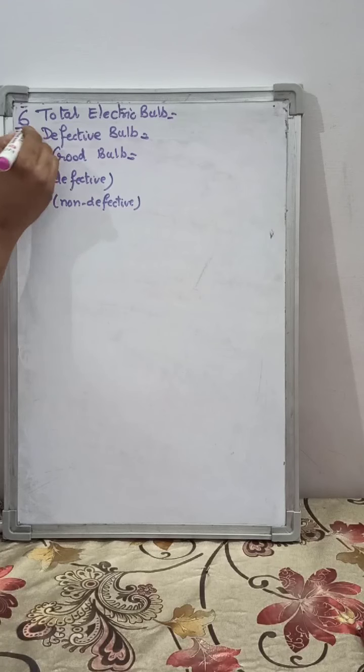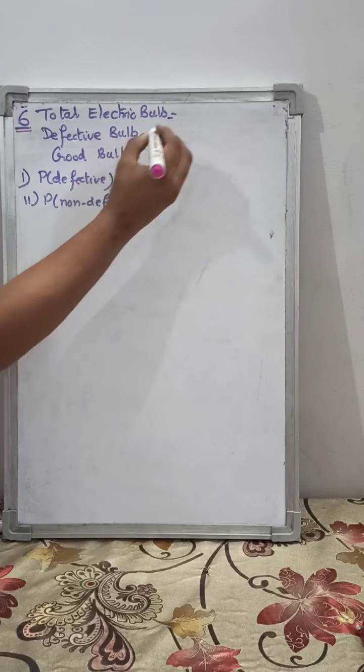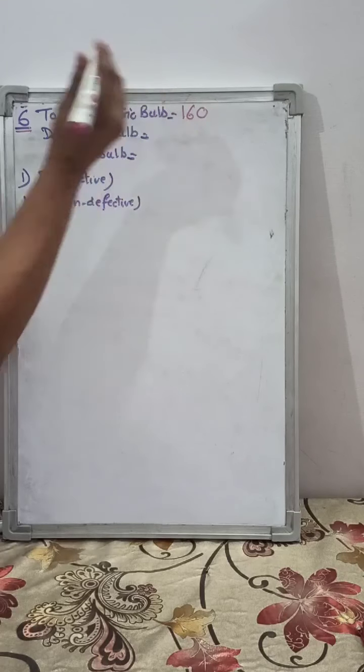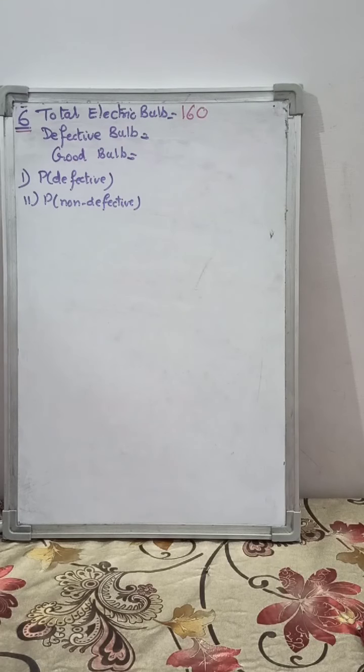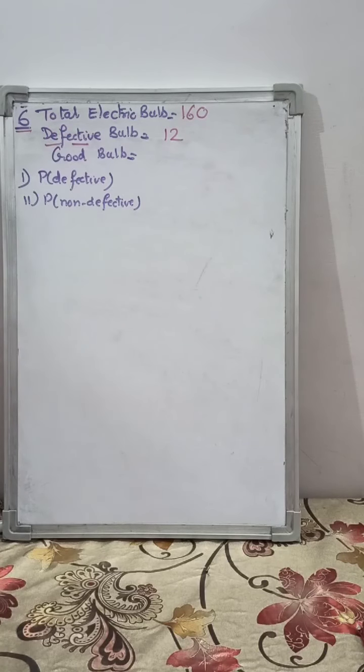Question number 6 now. It says that a box of 160 electric bulbs, so total bulbs are 160, contains 12 defective bulbs. That is, bad bulbs. One bulb is taken out at random from that box. What is the probability that the bulb drawn is defective?